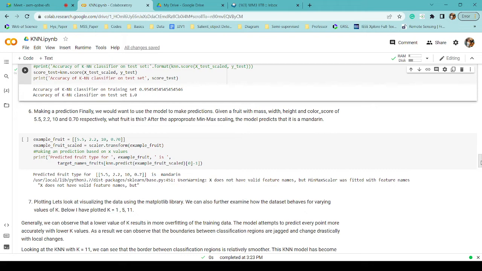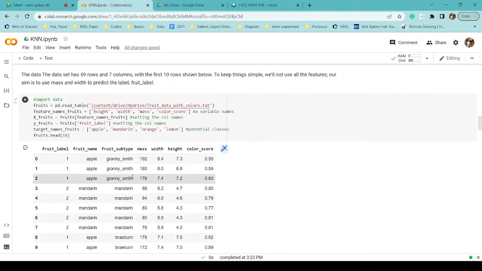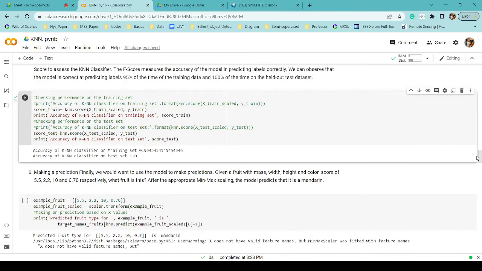Now I need to do a prediction, obviously. If we look at the data set, we'll go back to the data set again. With the help of its mass, width, height and color score, we are finding what kind of fruit it is. My data is trained with the feature names I provided: height, width, mass and color score. With the help of this, I was predicting my fruit labels. So 1 is apple, again remember that, 2 is mandarin, 3 is orange, 4 is lemon, something like this. Now I need to predict it.